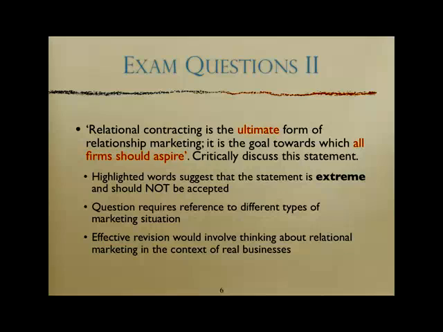One of the features you'll find about all marketing concepts and tools is that their applicability and effectiveness is often context-specific. So while relationship contracting is effective in certain situations, e.g. those where there is high risk, it is unlikely to be useful in all situations, e.g. where there is low risk.